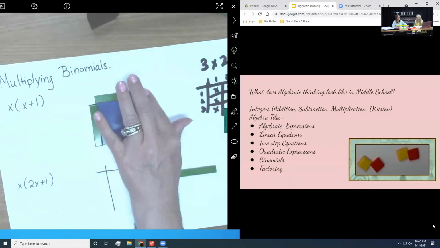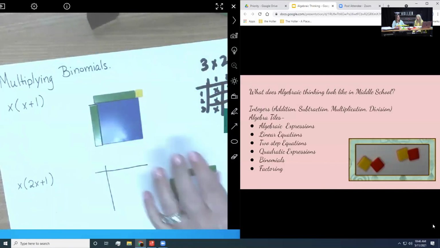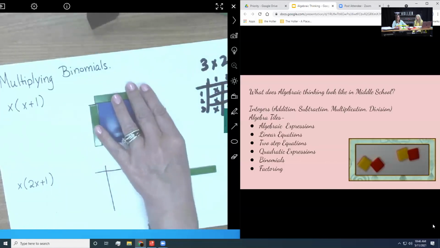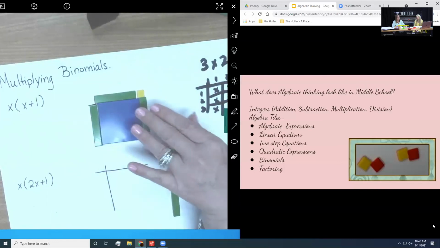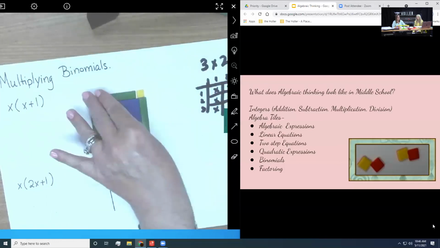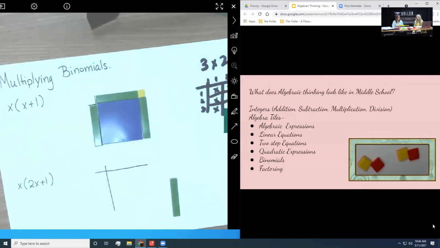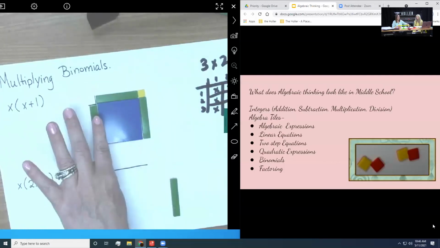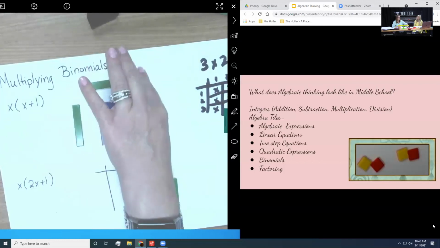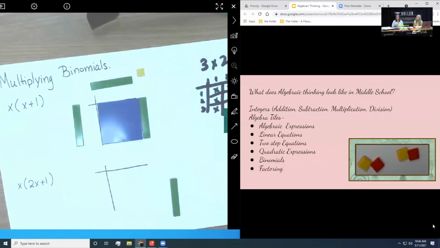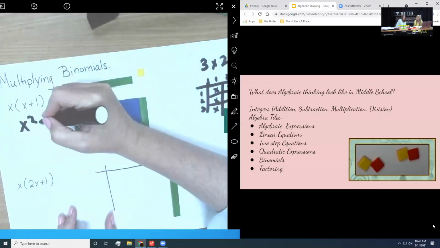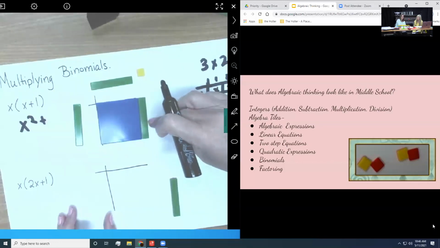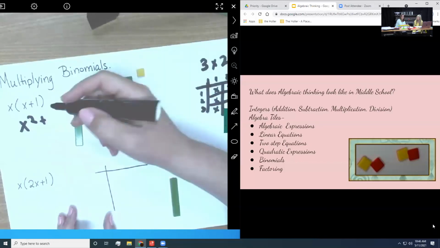Now I've got this little 1. I'm timesing it by an x. What do you think is going to fit there? And so we can slide that 1x right in there. Does that make my rectangle? Does that fill in perfectly? So then I move my stuff away and I say, what's my answer? Well, we see this x squared, because an x times an x makes an x squared, plus what? 1x.